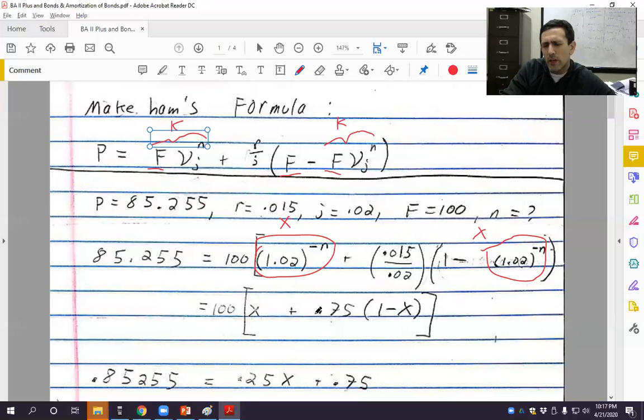All right, so now we can just distribute the 0.75. Maybe first let's divide by 100. Well, that's a 0.